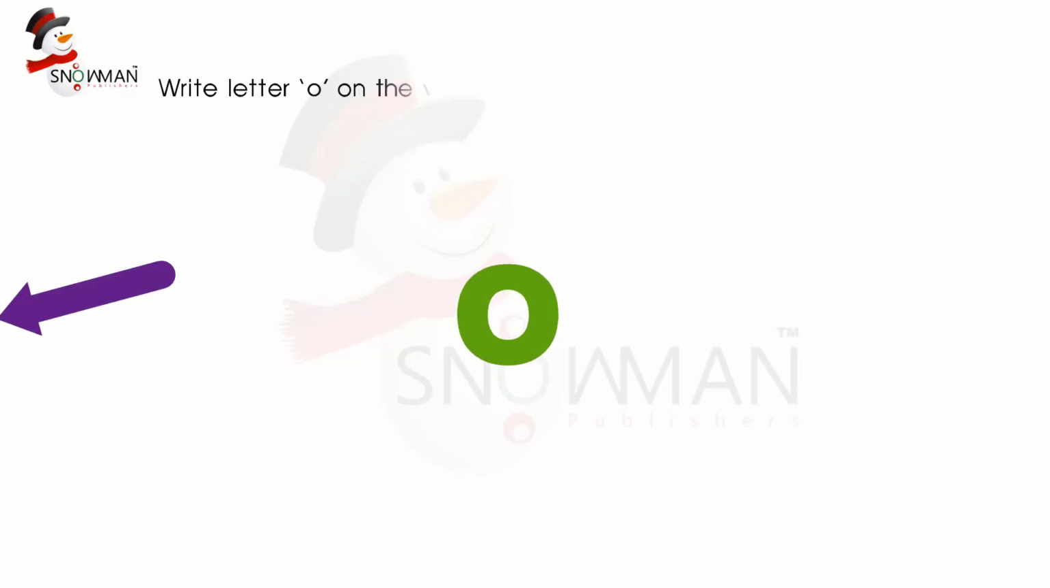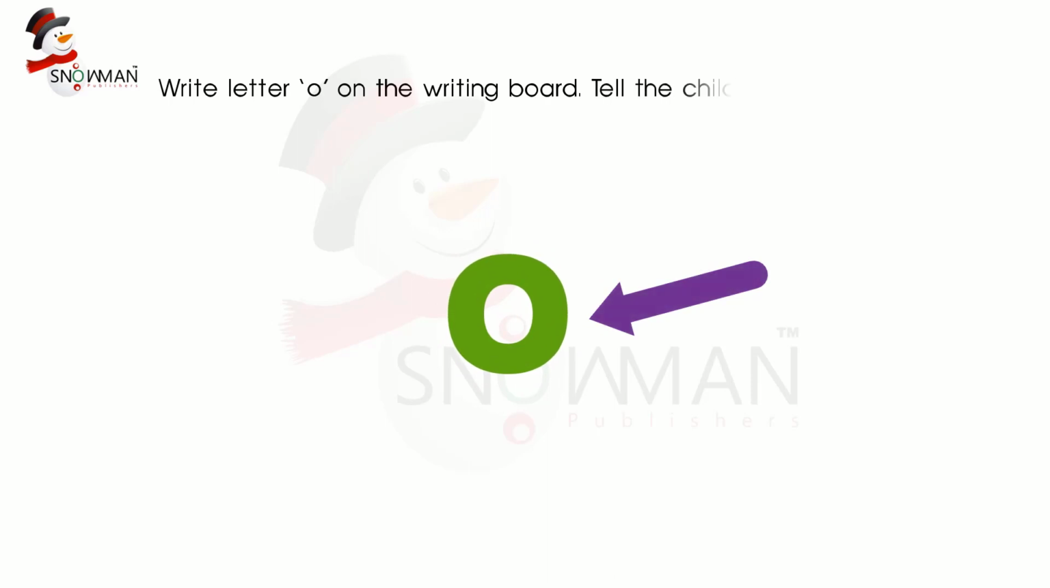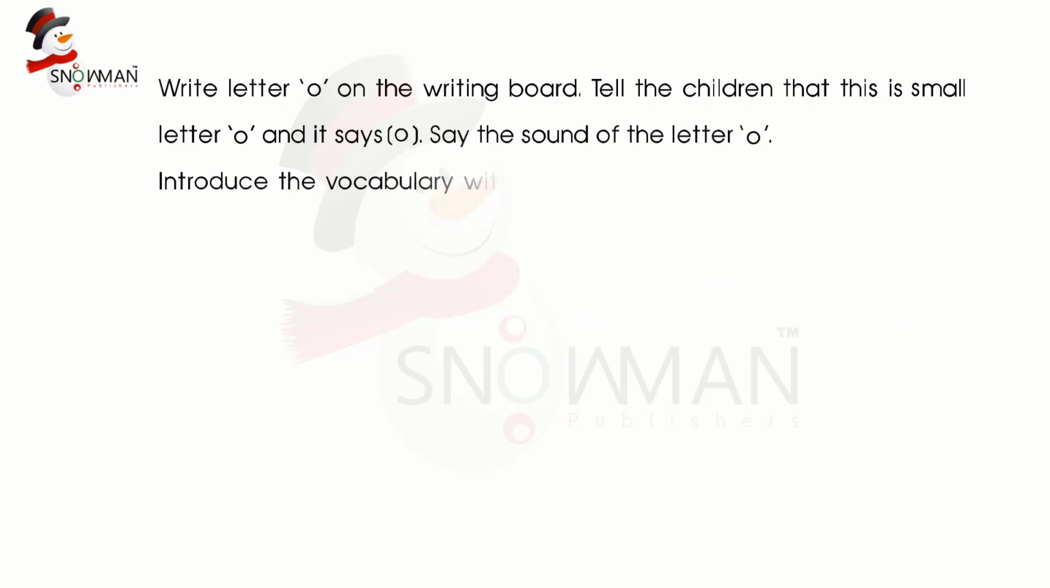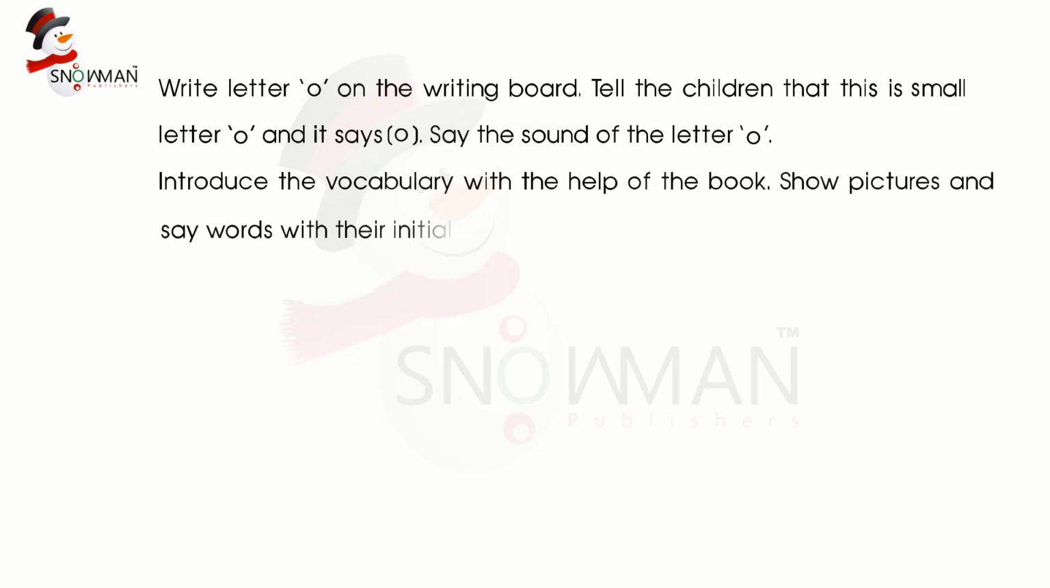Write the letter O on the writing board. Tell the children that this is small letter O and it says O. Say the sound of the letter O. Introduce the vocabulary with the help of the book. Show pictures and say words with their initial sound.